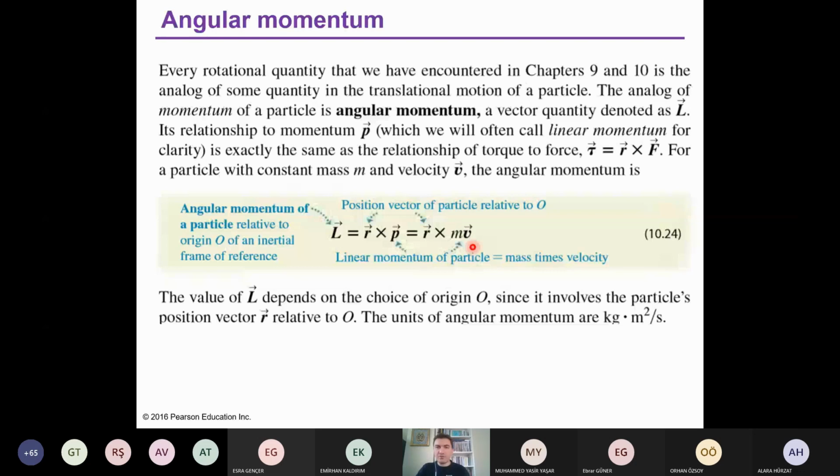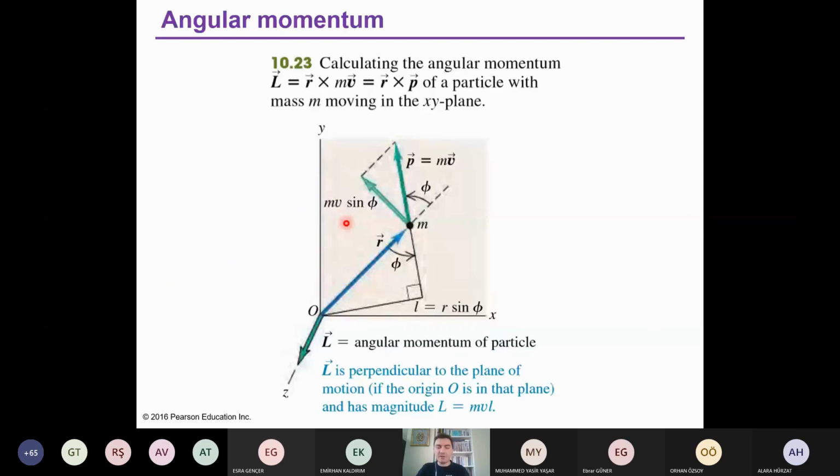The unit of position vector is meter. The unit of mass is kilogram. The unit of velocity is meter per second. Then the unit of angular momentum is kilogram times meter squared per second. Now let me show you the direction of the angular momentum and how to calculate it.